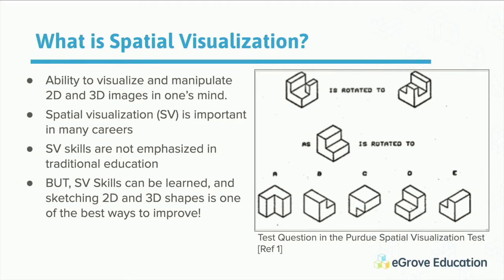So really, spatial visualization is the ability to visualize or manipulate 2D and 3D objects in your mind. So being able to see an object rotate or move around in your own mind. And it's really an important skill in many careers.